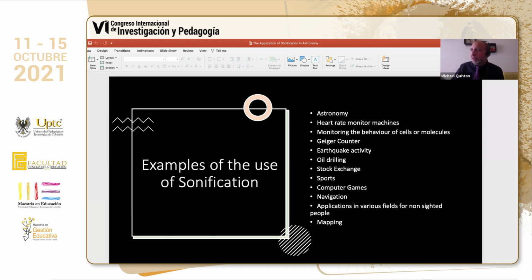It could be used for monitoring cell behavior or molecules. So these things can be sonified and we can hear how they behave. The most classic example in sonification is the Geiger counter, which is for measuring radiation. A very simple device that increases in frequency, it increases in amplitude or volume or loudness, whatever you want to call it. And that way we can tell whether there's radiation in a particular area or whether it's safe to go into that area. It's used for earthquake activity, as you mentioned, oil drilling.